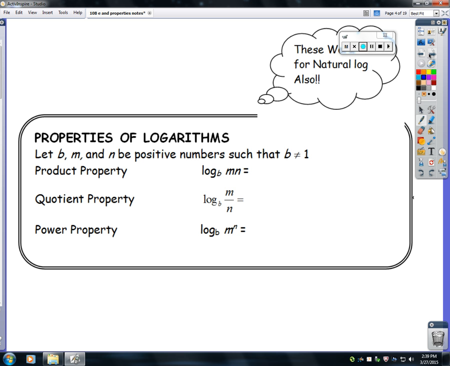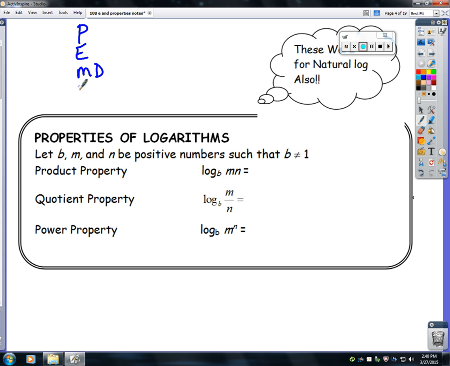All right, the product property. Now recall that logs are another way of writing exponents. So the same properties of exponents apply to logs. So what that means, and the way to remember this, let's look at PEMDAS.